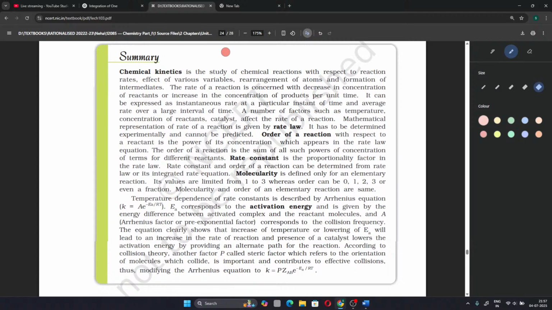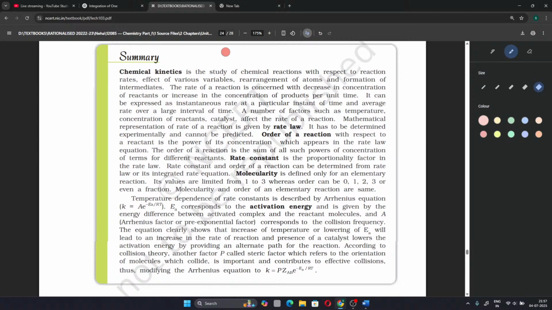Mathematical representation of rate of a reaction is given by rate law. It is determined experimentally and cannot be predicted. Order of a reaction with respect to a reactant is the power of its concentration which appears in the rate law equation. The order of a reaction is the sum of all the powers of the concentration of the terms for different reactants. Rate constant is the proportionality factor in the rate law. Rate law and order of a reaction can be determined from the rate law or its integrated rate equation.